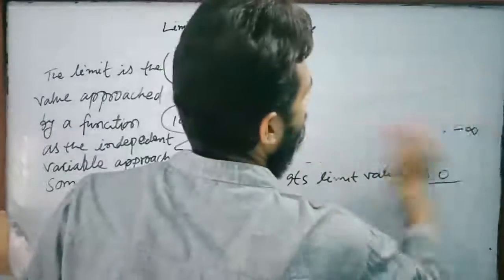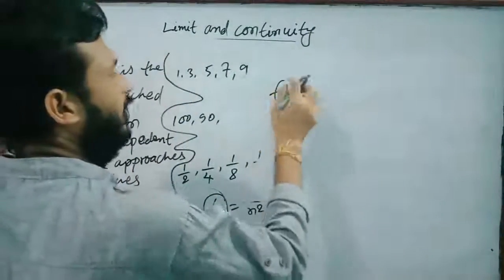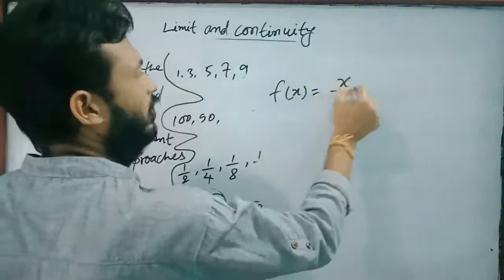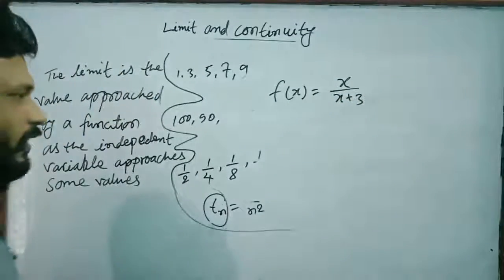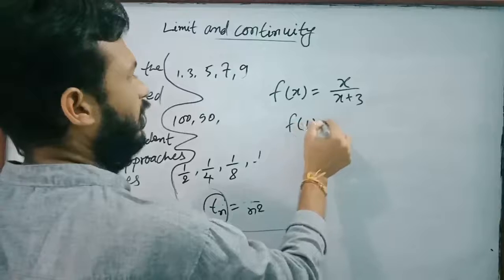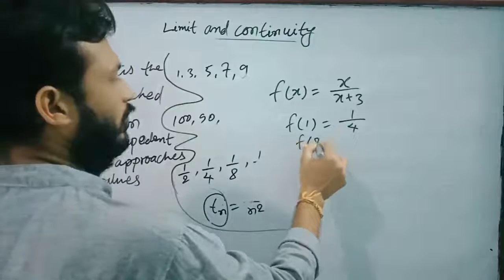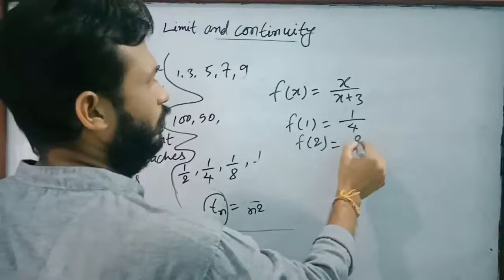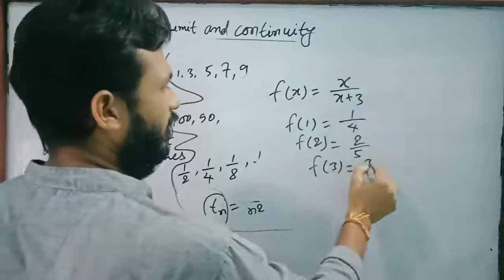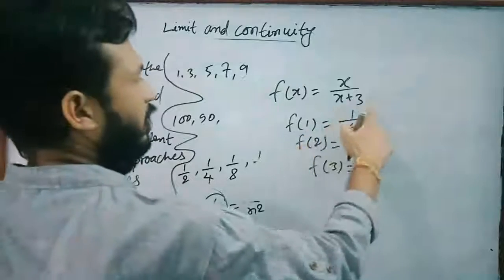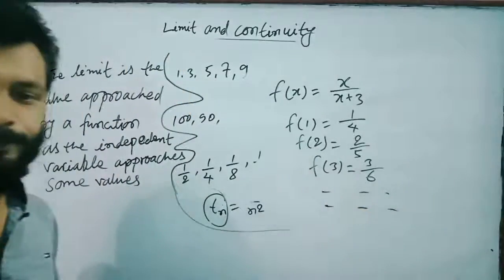Suppose we have a function f(x) equal to x upon x plus 3. What is f(1)? f(1) equal to 1 upon 4. Then f(2) equal to 2 upon 5. Then f(3) equal to what? 3 upon 6. Understood? Okay, and so on.